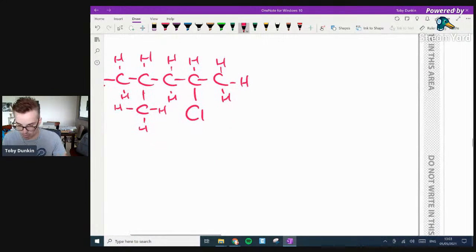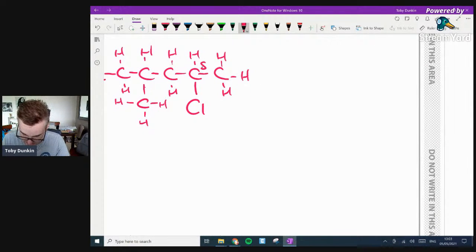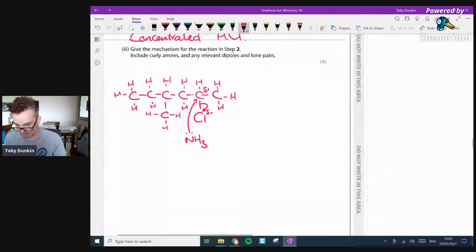Right, step number 1, find your delta positive, delta negative. Right, ammonia. I'm going to put it here. NH3, lone pair. Done. Step number 1. 1, 2, 3, 4, 5, 6.